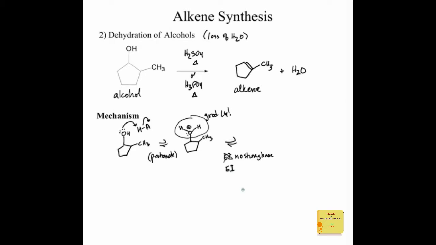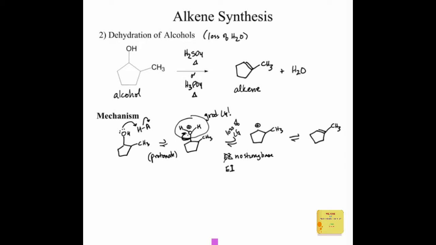What does it mean to be an E1? It means our leaving group just leaves on its own. So in acidic conditions, that's what we get. Our leaving group leaves on its own. So this next step is loss of leaving group to give a carbocation intermediate. And this carbocation can go on to be a carbon-carbon double bond, to be an alkene. And this is how the E1 continues. How do we do that final step?